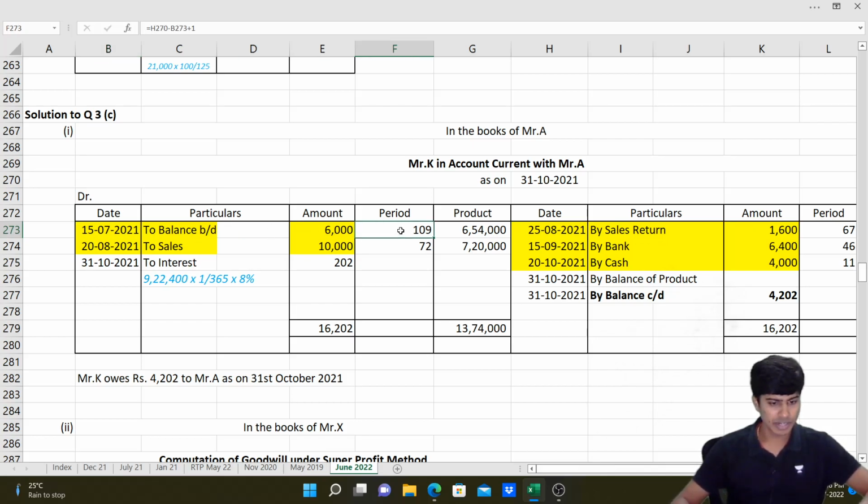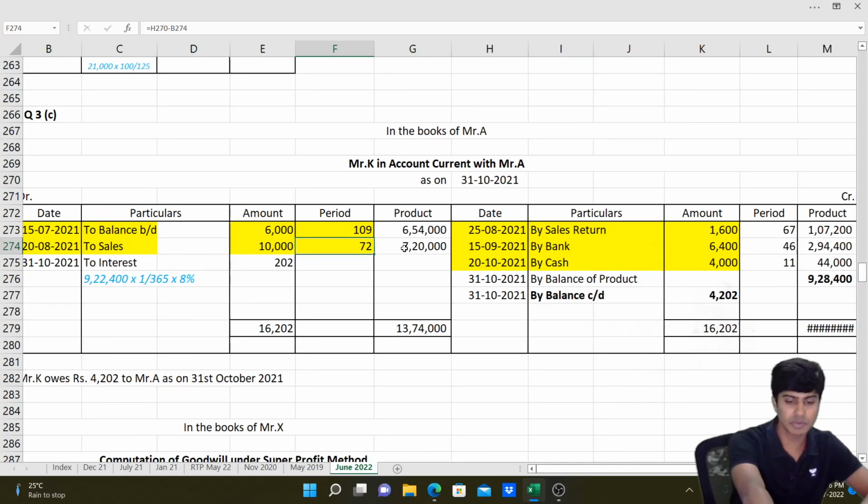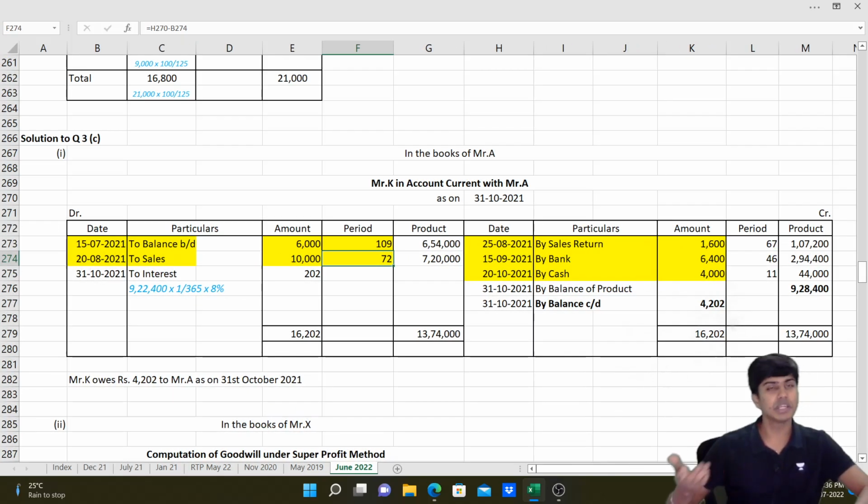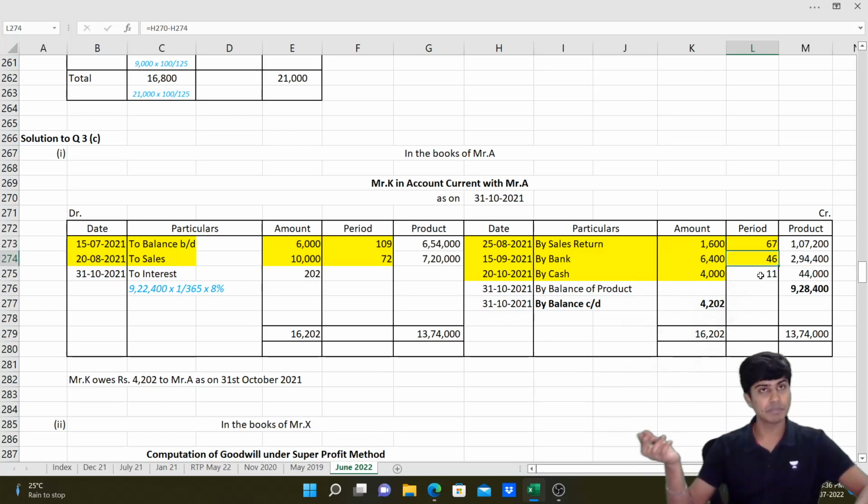Okay, here we'll write 109 days. That is from 15th of July to 31st of October, including 15th of July. From 20th of August to 31st of October is August 11 days, September 30 days, 31 days in October. It comes to 72. Similarly, from 25th of August, August remaining 6, September 30, October 31. 61 days. And from 15th of September, 15 days in September, 31 days in October. Then from 20th of October, 11 days in October. That's all we have.